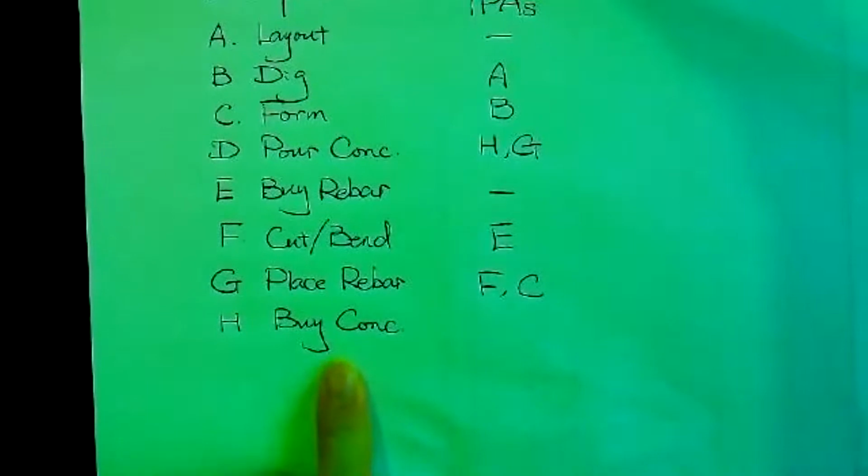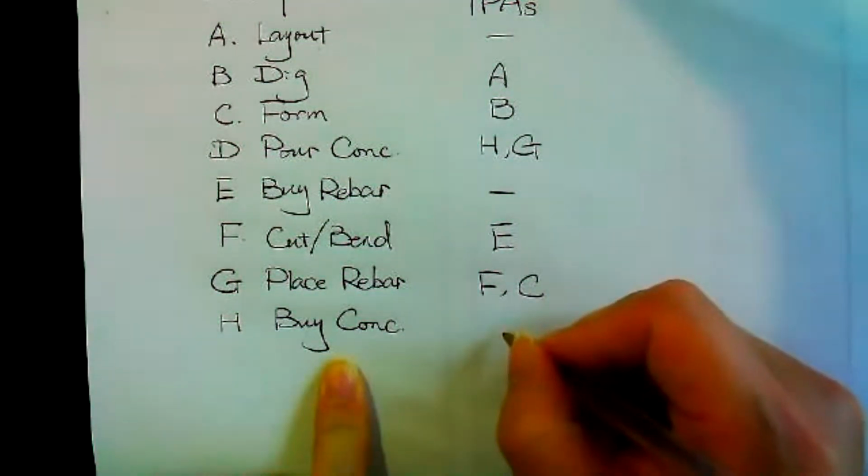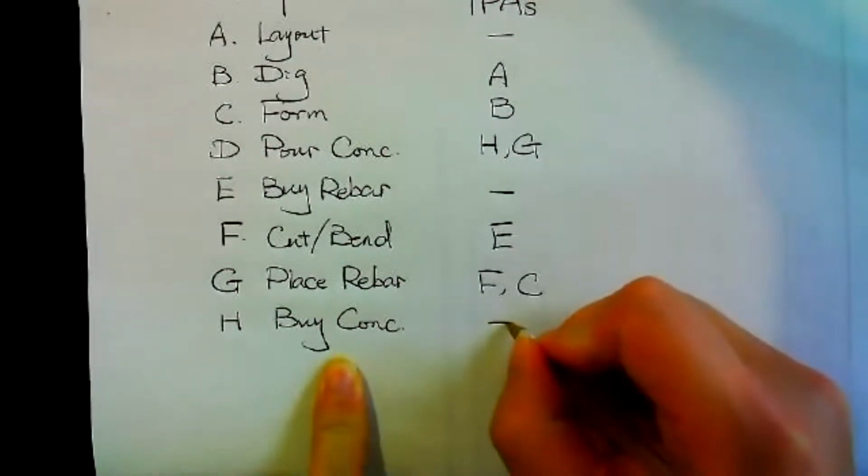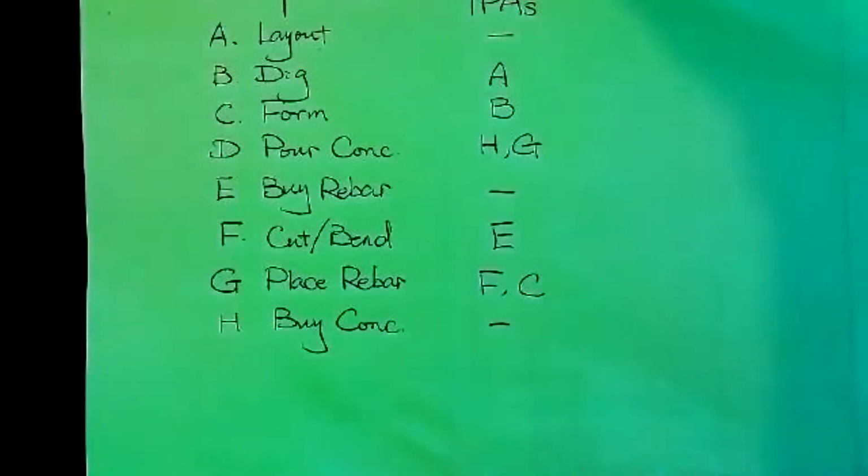Buy concrete. What needs to be done before buying concrete? This is a procurement type of activity. There is none. Okay, so this is the procedure.